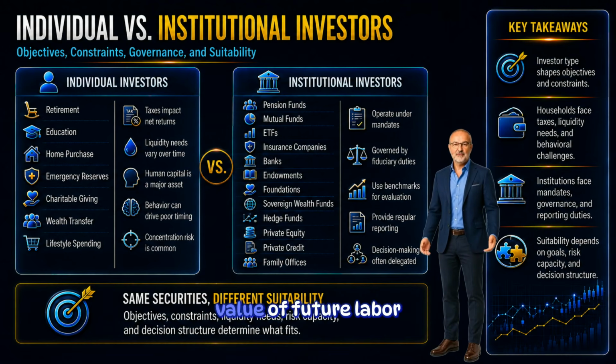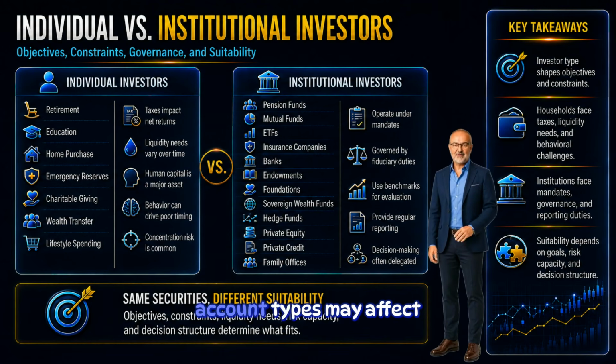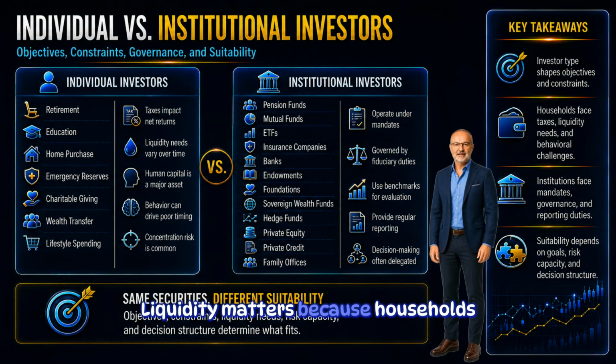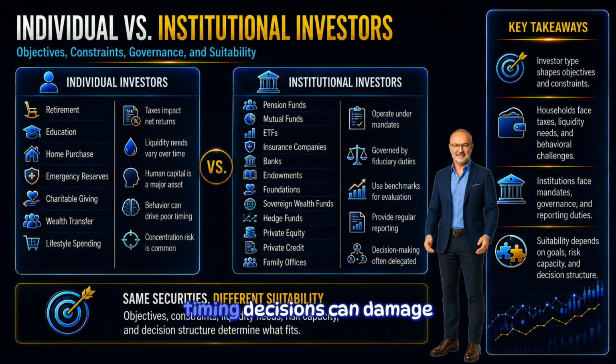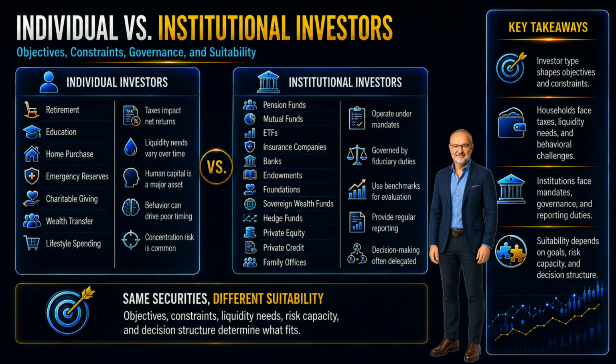Human capital is the value of future labor income. It can be a major asset, but it may be uncertain and may be connected to industry or market conditions. Taxes matter because different account types may affect where assets should be held. Liquidity matters because households face unexpected expenses. Behavior matters because overconfidence, loss aversion, attention to recent performance, and poor timing decisions can damage outcomes. Concentration risk matters when a household has too much exposure to one employer, business, property, or asset.